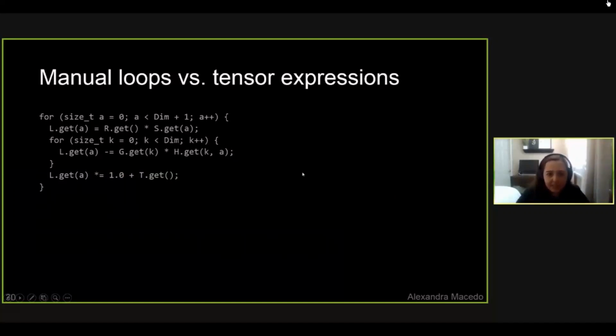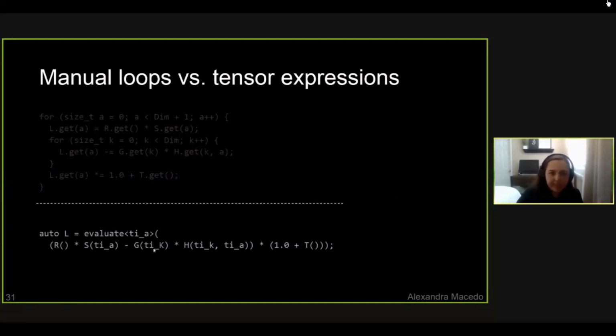Now, if I look at this, I don't immediately know what equation this is. However, if I saw this line of code, I can kind of read off an equation from left to right immediately. So if I read it, I can see, okay, I have LA equals RSA minus GKHKA times 1 plus T. Not to mention, if I had this equation and then I had to implement it in code, I have to think about the for loops and I might make a mistake and it takes some time. This is a lot easier.